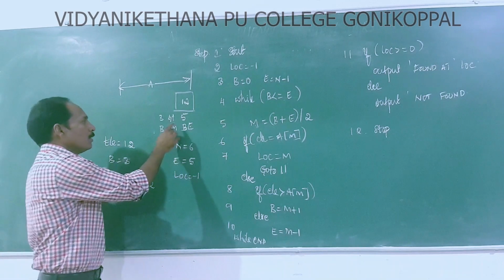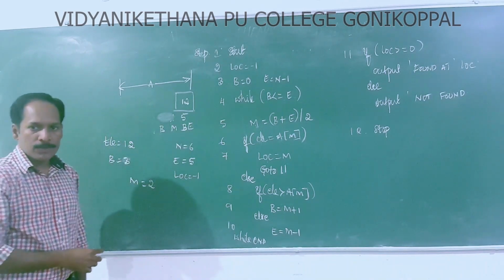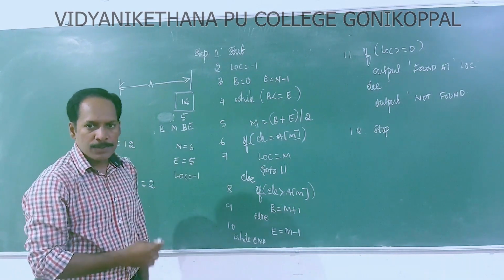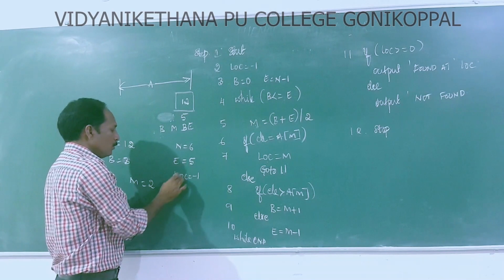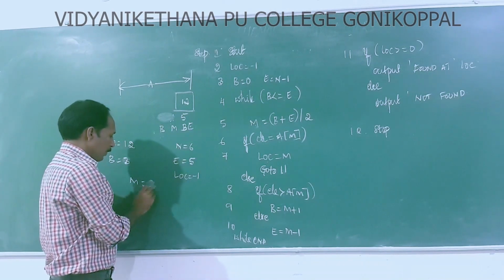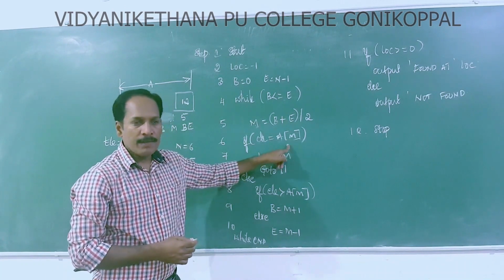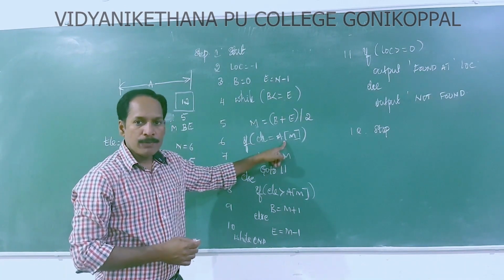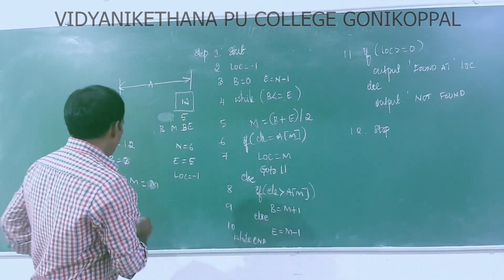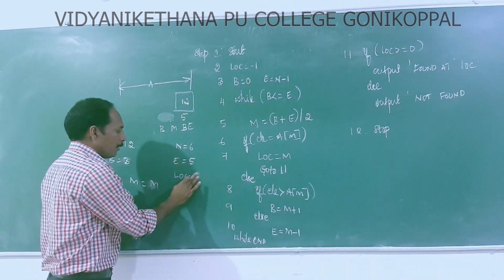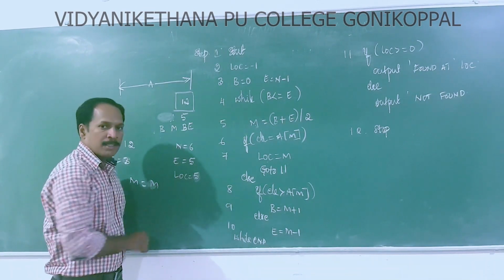So now what happens? B is also the same, E is also the same. So the average is the same. So 5 plus 5, 10 divided by 2 is 5. So now the middle element is also 5. So M becomes 5. So the element to be compared is 12. A of M, A of 5 is also 12. 12 equal to 12? Yes. So copy the position. So M is copied to LOC. LOC, which was minus 1, is replaced by 5 now. So the location becomes 5.